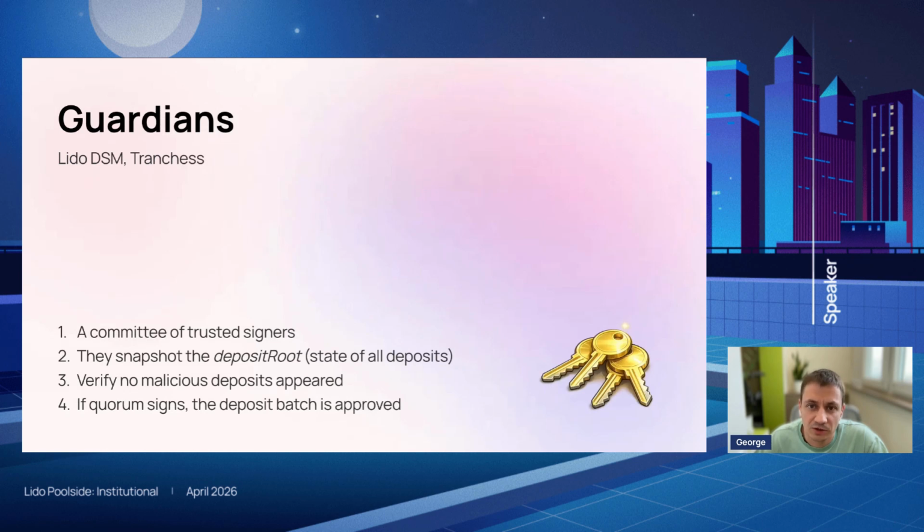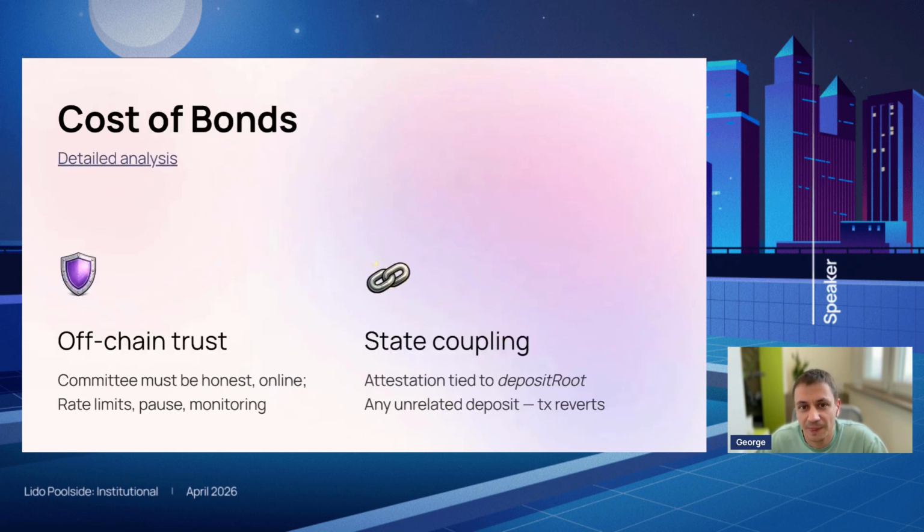The second strategy, guardian committees. A group of trusted signers takes a snapshot of the deposit contract state. They check that no one else has deposited with the same public key, and if it's clean, they sign the snapshot. Once a quorum is reached, the deposit goes through. But it's also not perfect.